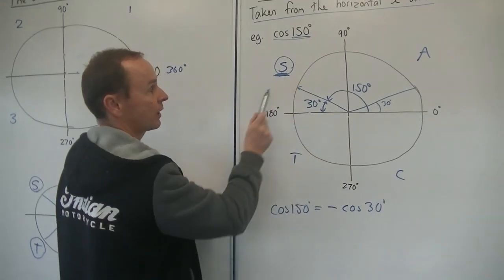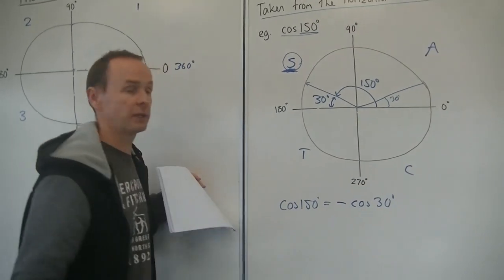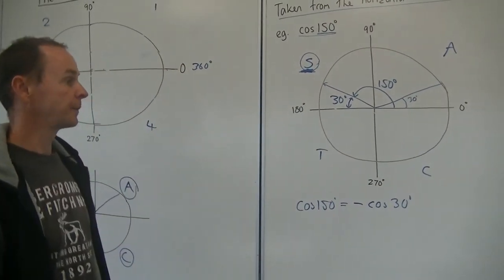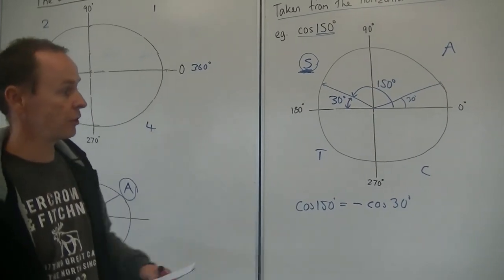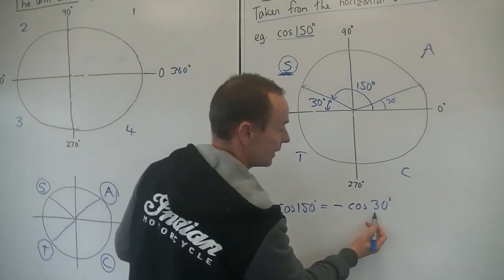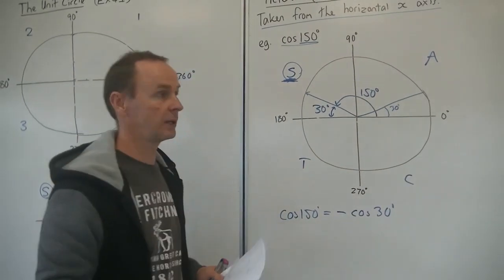And look at the quadrant, and only sine is positive in this quadrant, so we put down a negative in front of it. And that's all you have to do. So there's our answer. Cos 150 is equal to minus cos 30, and the reference angle is cos 30, because that's just the basic angle, 30 degrees.